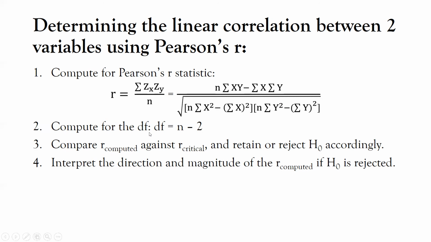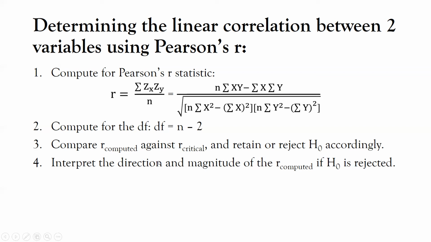And of course, degrees of freedom, it's n-2 because we are dealing with two sets of scores. If you remember the paired samples and the independent samples t-test, they have a very similar degrees of freedom formula because two sets of scores ulit yung kino-compare natin. Well, this time we are correlating.